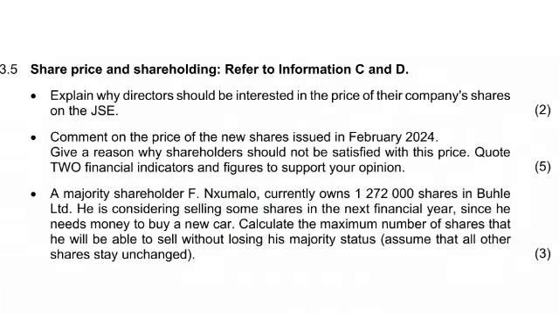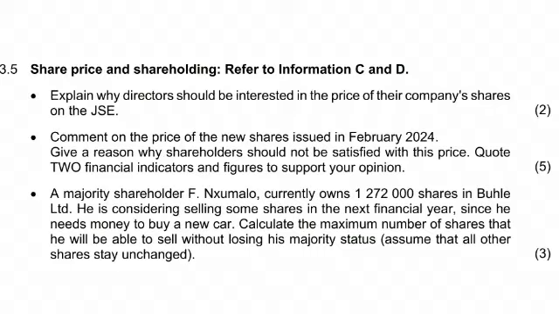The next bullet point says, a majority shareholder, F. Ngumalo, currently owns 1,272,000 shares in Butler Ltd. He is considering selling some of his shares in the next financial year, since he needs money to buy a new car. Calculate the maximum number of shares that he will be able to sell without losing his majority status. Assume that all other shares stay unchanged.